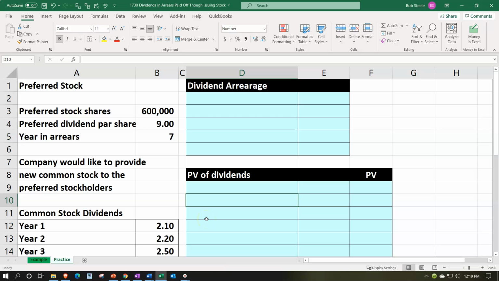Here we are in our Excel worksheet. If you have access to the Excel worksheet and would like to follow along, note that we're in the practice tab as opposed to the example tab, the example tab, in essence, being an answer key. Information's on the left-hand side. We're going to populate that into the blue area on the right-hand side.